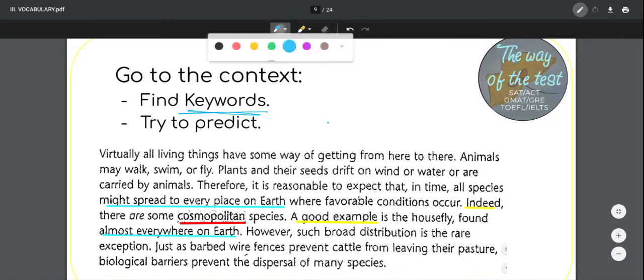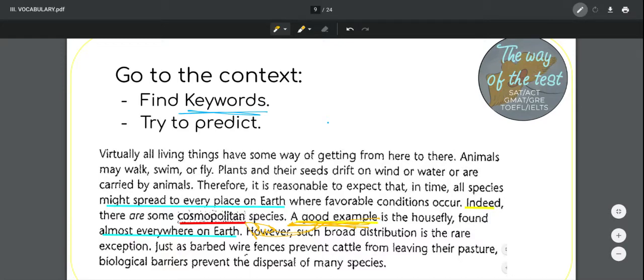For example, here in yellow, I have a good example. "A good example" is taken as an example of whatever I said before. Why is this so important? This is kind of the best keyword we could find. They're about to give us an example of the word we just used. They say the word cosmopolitan, there are some cosmopolitan species, and they say a good example. Okay, good. Now they're about to give me an example of what cosmopolitan means. They say a good example is the housefly, found almost everywhere on Earth. Now I know that being found almost everywhere on Earth is an example of being cosmopolitan.